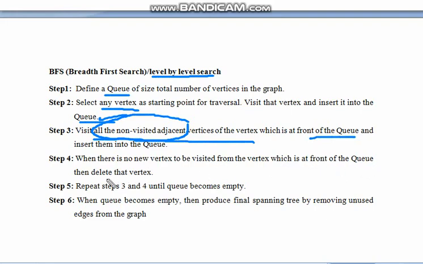Okay, and when there is no new vertex to be visited from the vertex which is at the front of the queue, then delete that vertex. Okay, repeat the third and fourth steps until the queue is empty. There, the stack is empty; here, the queue is empty. When the queue becomes empty, then the final spanning tree we have is the output of the BFS graph. Let us see one simple example.